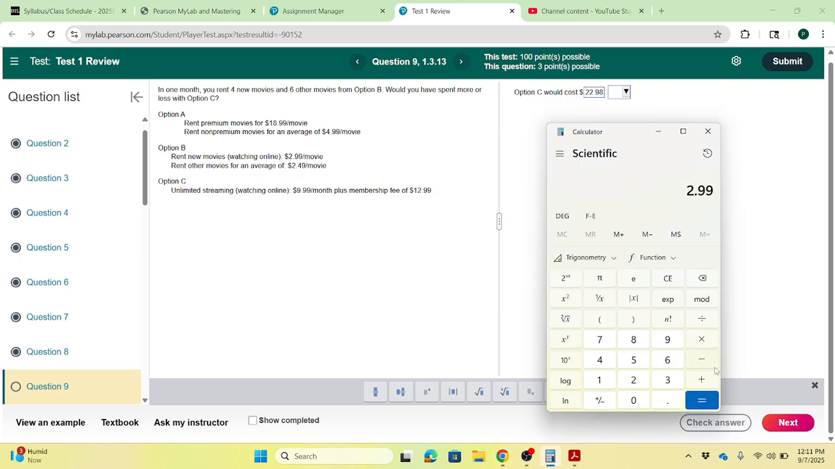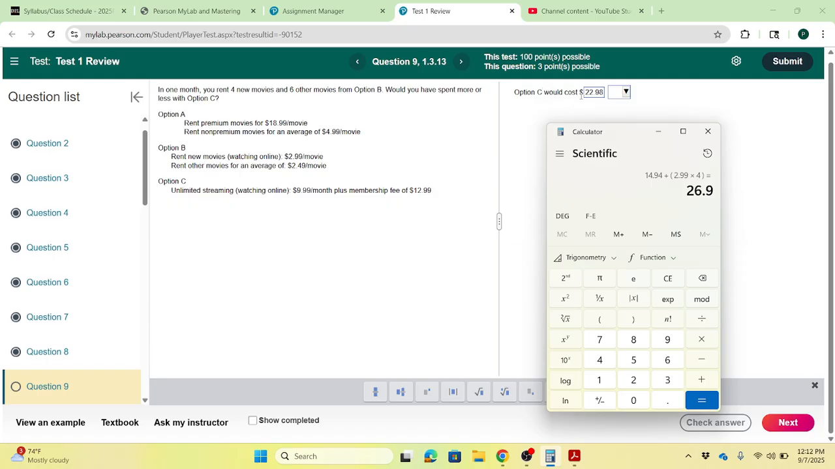And from option B, if you rent 4 new movies, which is $2.99 each times 4, that would be $11.96, plus 6 other movies, which is $2.49 per movie. 2.49 times 6 would be 14.94. So the 4 new movies and the 6 other movies from option B total $26.90.